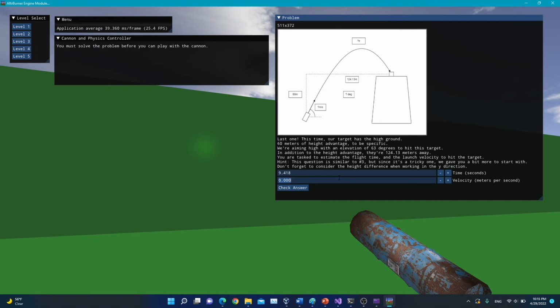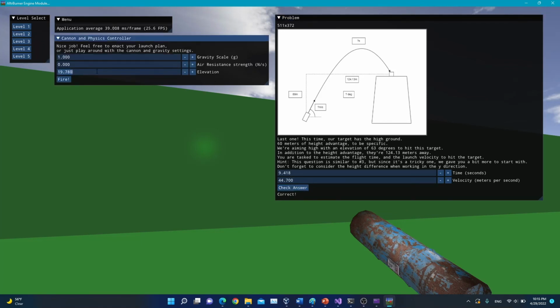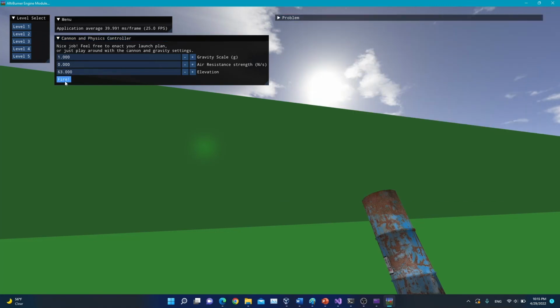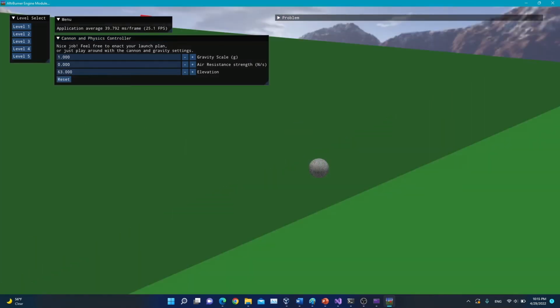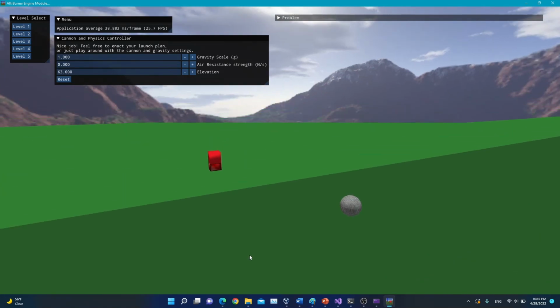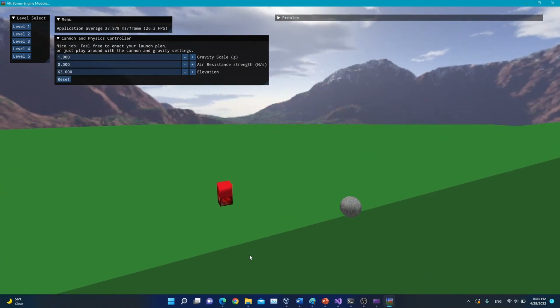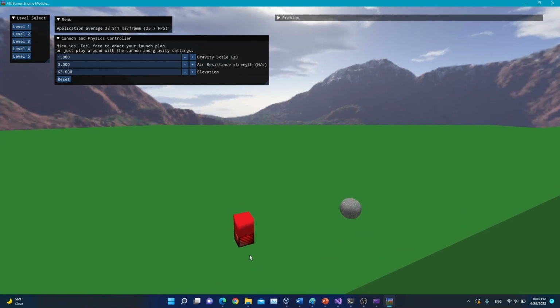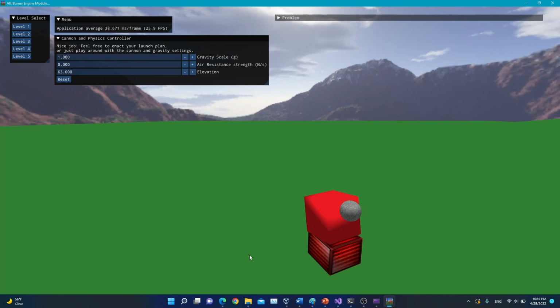So 44.7 for the velocity. Check that. It's correct. And now we can fire our last shot. And there we go. One final direct hit.